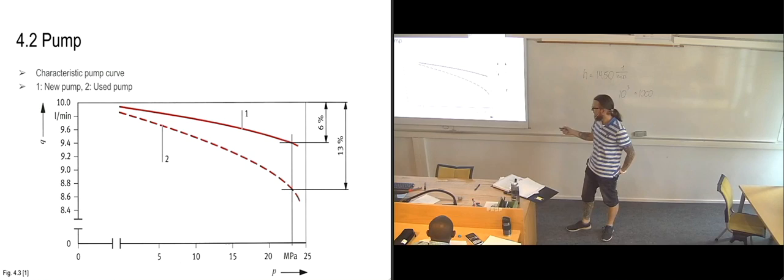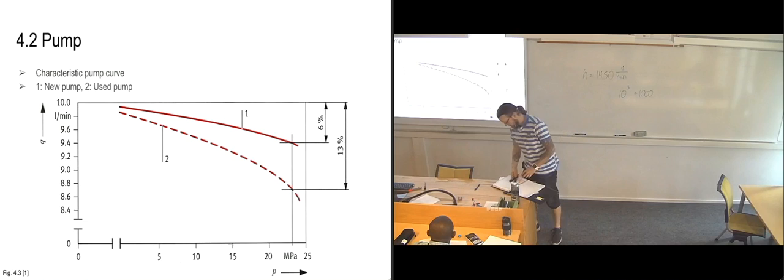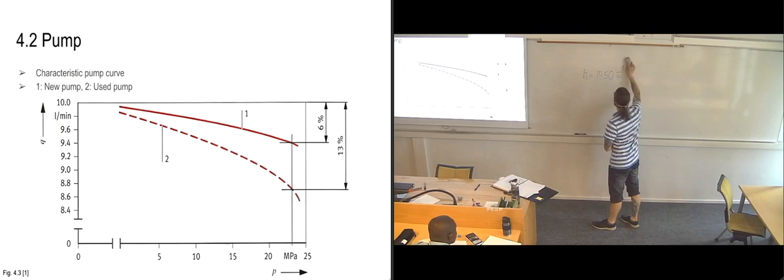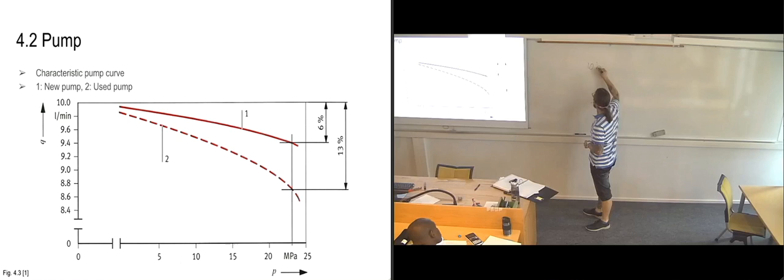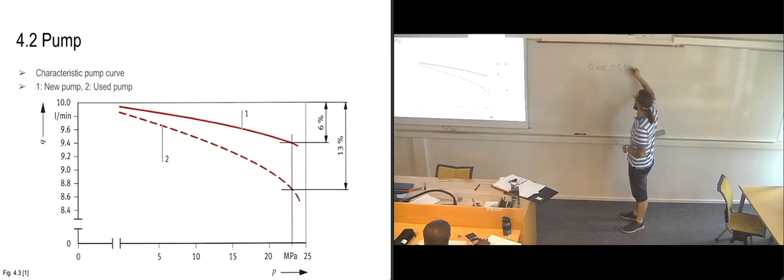I'll give you a quick tip here before we continue on. The easiest way of doing conversions between Pascal and bar is just to remember that ten bars equals 1 megapascal.